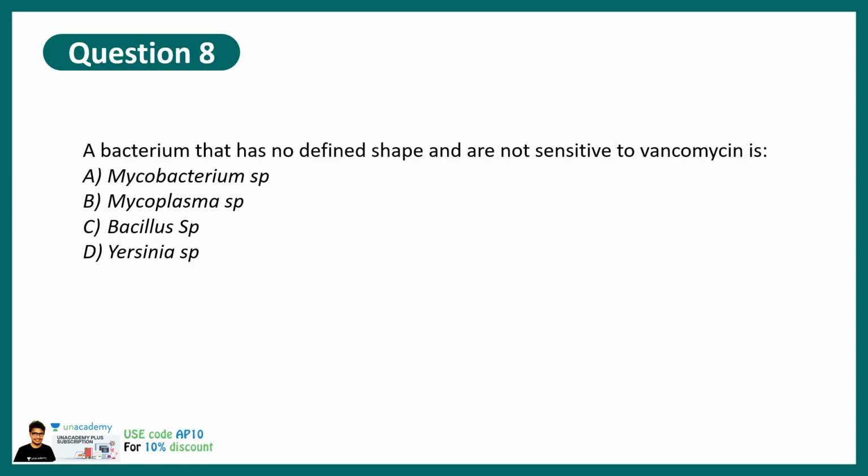A bacterium that has no defined shape and is not sensitive to vancomycin is Mycobacterium, Mycoplasma, Bacillus, Yersinia. So here the correct answer would be Mycoplasma. Mycoplasma is one of the smallest bacteria known ever, and Mycoplasma is insensitive to any kind of beta-lactam antibiotics such as penicillin, vancomycin, etc., which act on the cell wall, because it doesn't have any cell wall. So if you want to learn more about Mycoplasma, click on the I button.